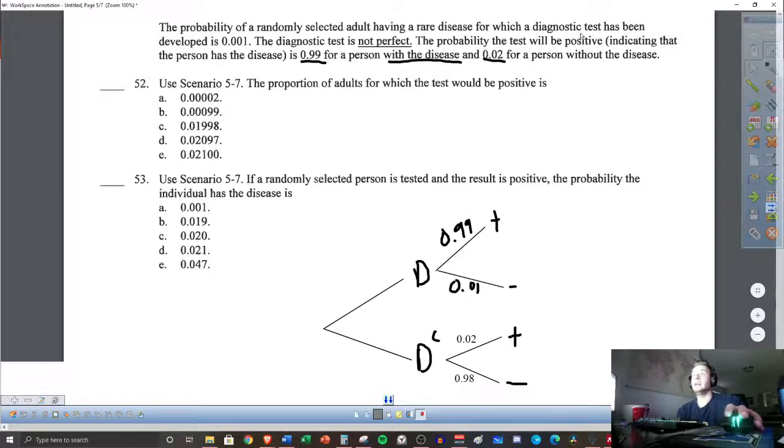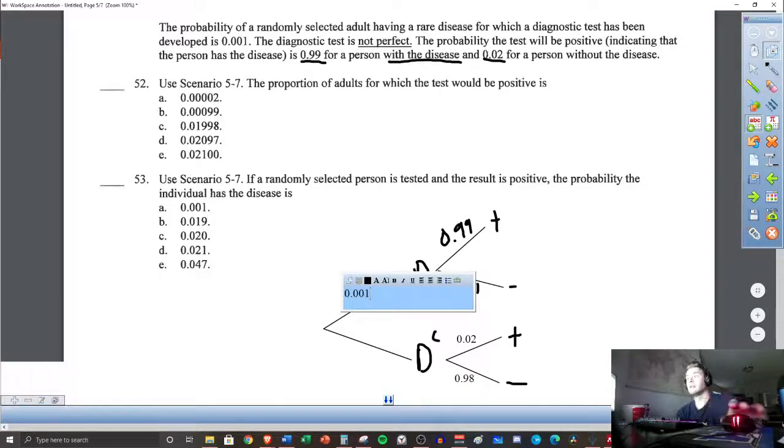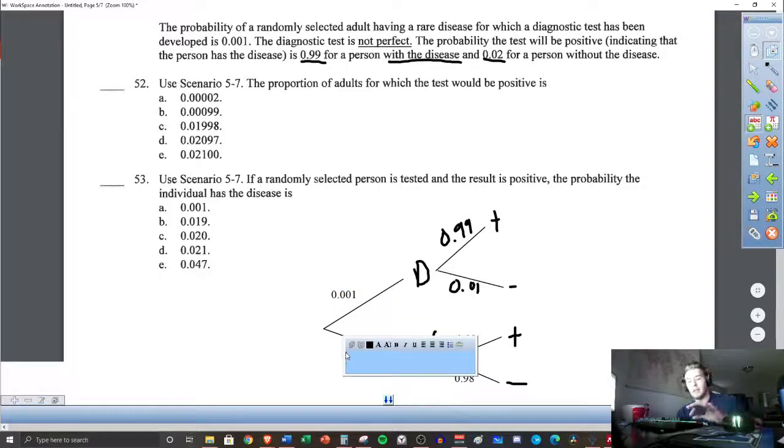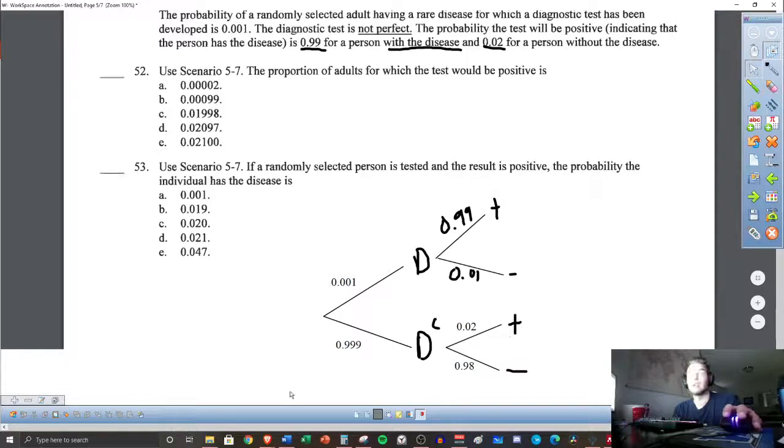Now what goes on these first branches? It says the rare disease is 0.001. That's the probability of having that rare disease. So 1 in 1,000. I feel like that could be rare. That means that 0.999 would be the probability of not having this disease. Okay, so we've got our sample space created here.